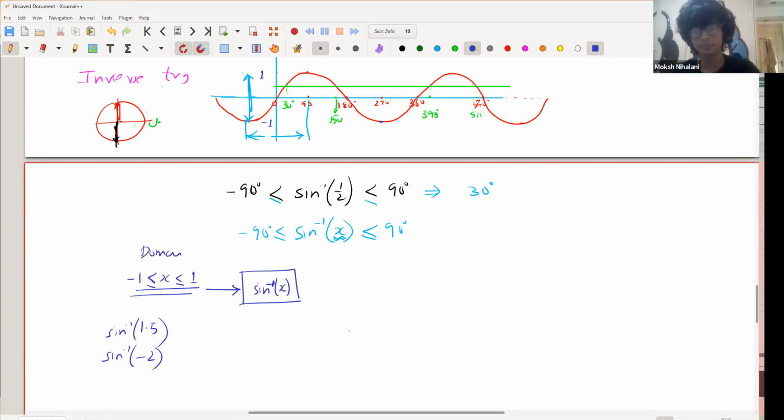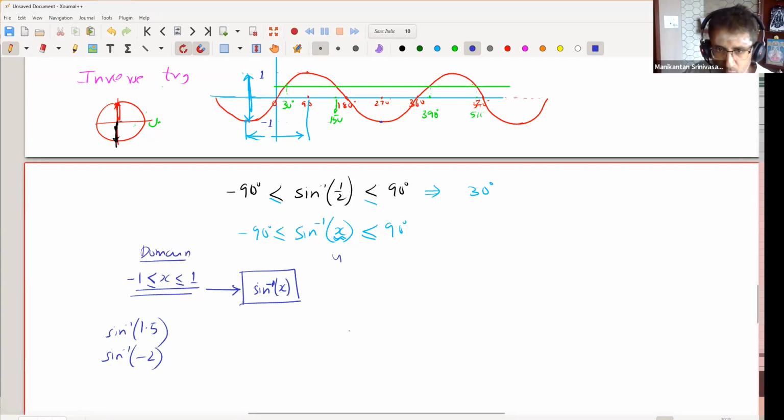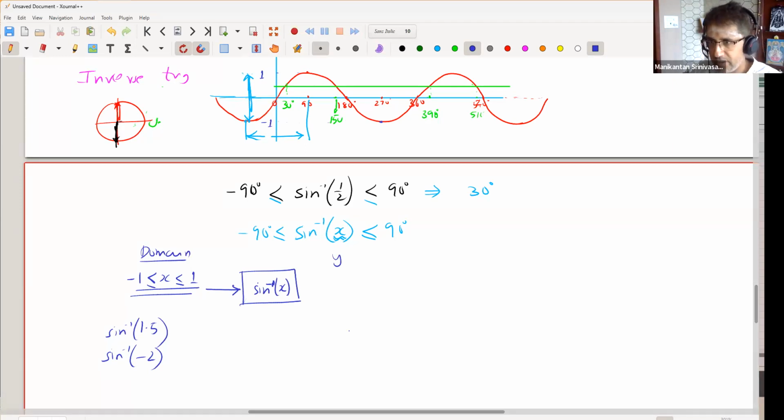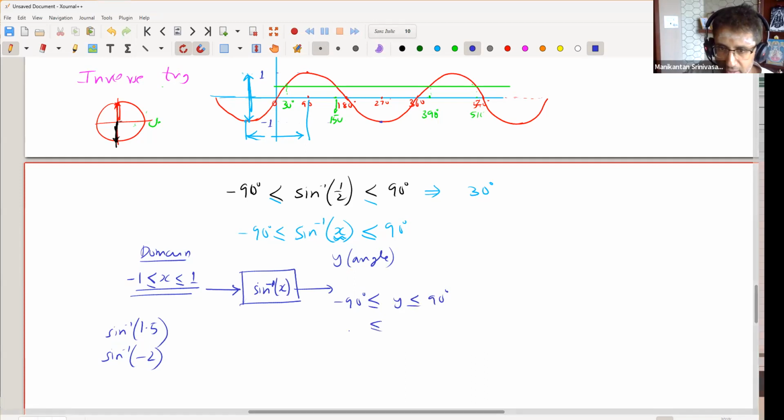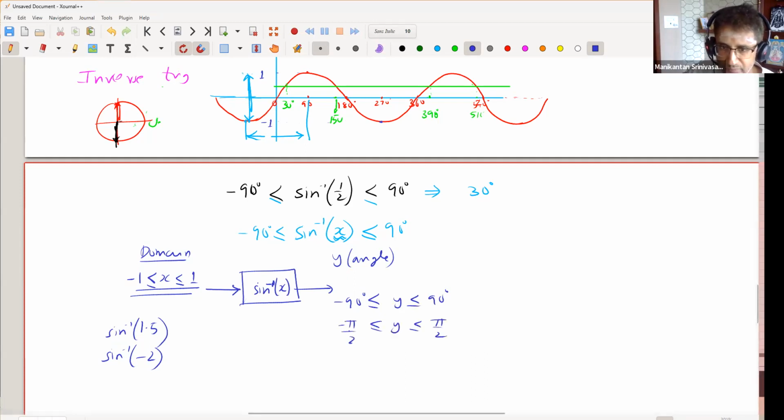Now the range of sine inverse of x is an angle y. We are reversed between the angle and the value. The output of the sine inverse function is an angle, so y is this angle here. And we are saying this angle will be restricted between -90 to +90, or in radians, it's -pi/2 to pi/2.